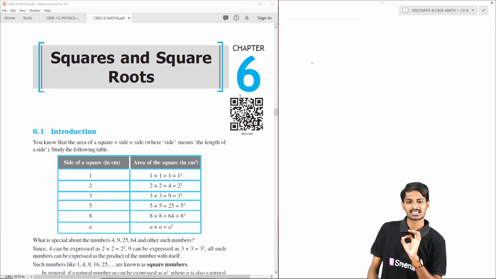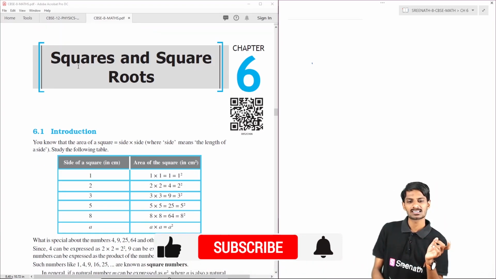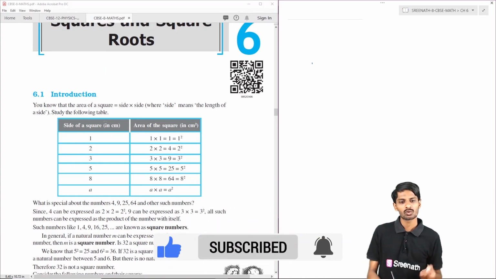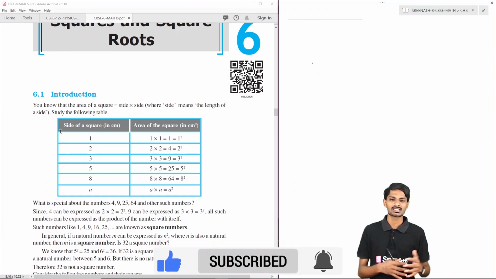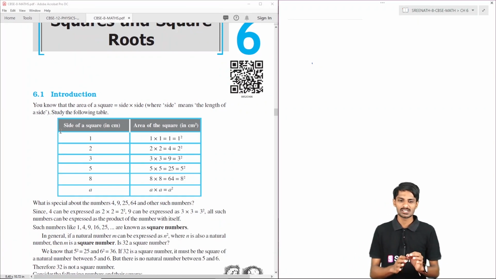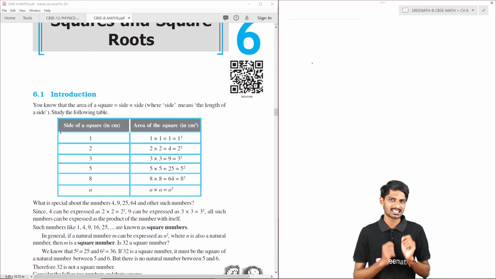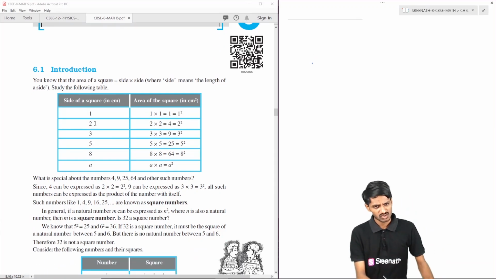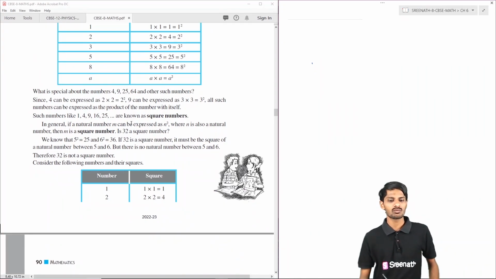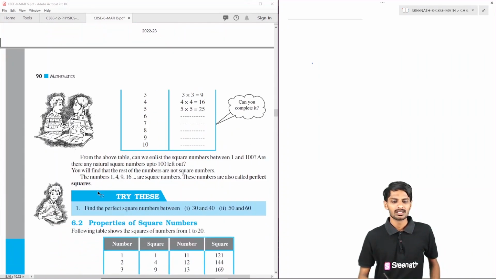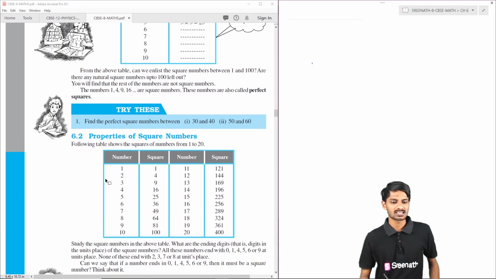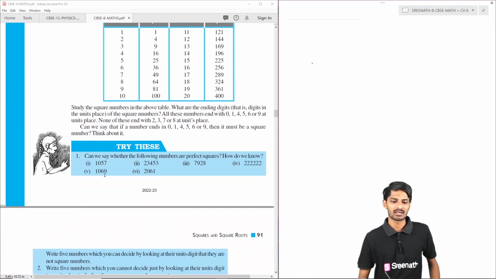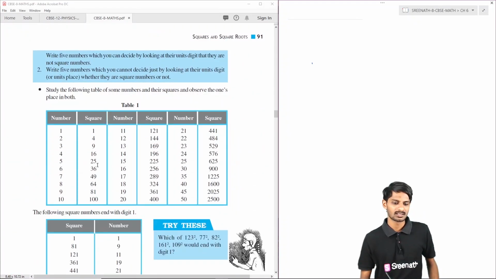So the 6th chapter, that is squares and square roots. Now we'll start this chapter, students. Before we learn the whole chapter, let's go through the overview of this chapter. After that we will discuss each topic in detail. In the introduction, we are going to learn what is meant by a square number. Next, square numbers have some properties. What are those properties of square numbers? We are going to discuss that.